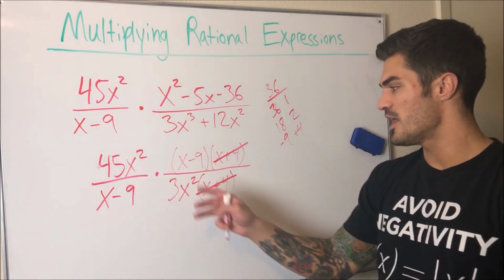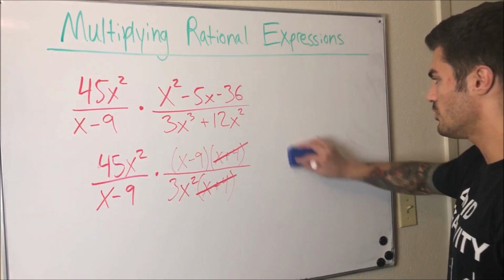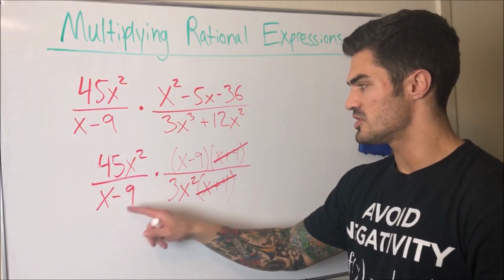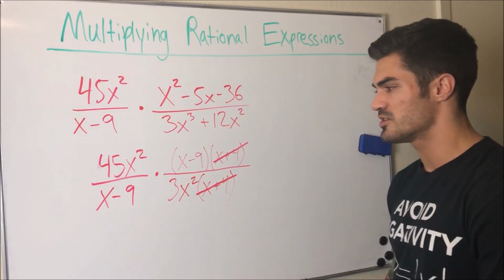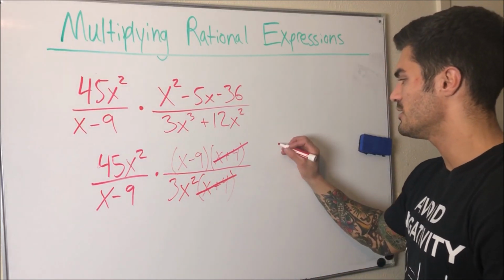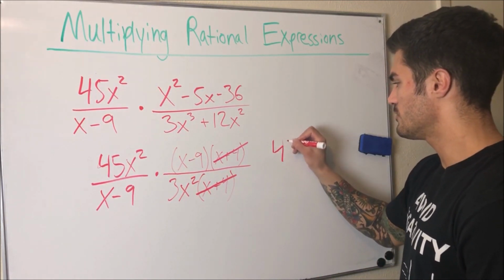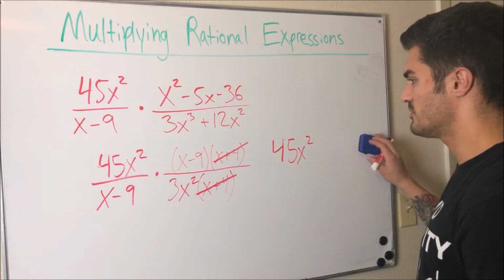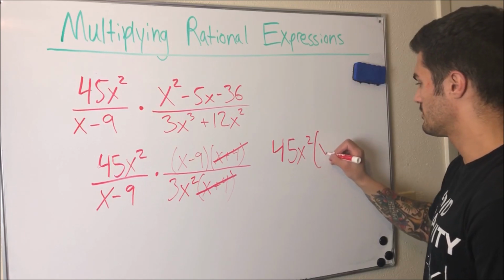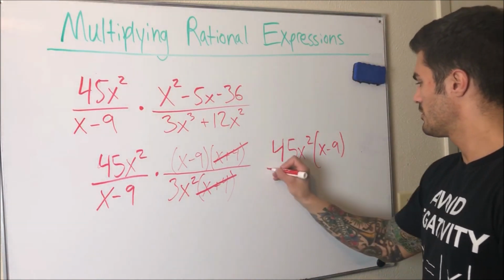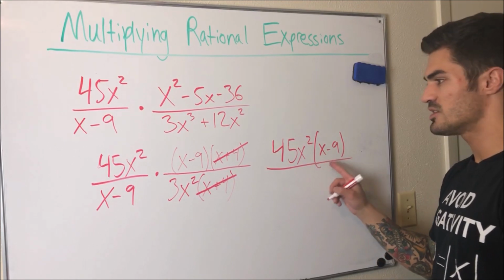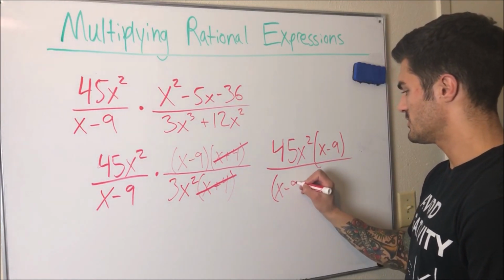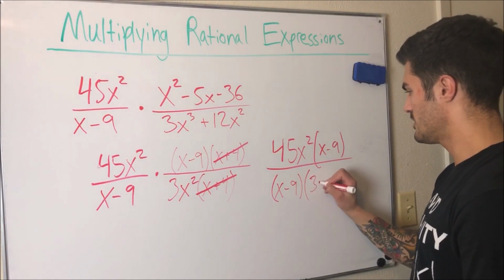And now I'm just going to combine everything into one big fraction. And as you get better at this, you can even just skip a step and just see that you're going to end up crossing certain things out. But I'm going to go ahead and write it. In one big fraction, 45x squared times x minus 9 over x minus 9 times 3x squared.